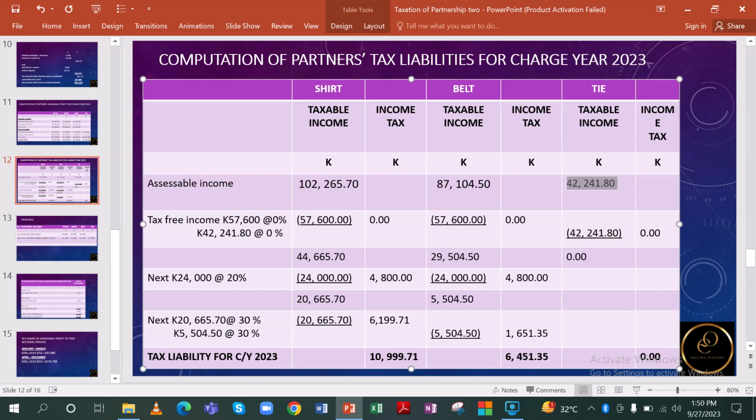Okay? We move to look at Belt. Belt as well remains with only 5,504 kwacha 50 ngwe. So we tax this balance of 5,504 kwacha 50 ngwe at 30%, and we get the tax to be 1,651 kwacha 35 ngwe. Again, that marks the end of income to be taxed under Belt. So all the income has been exhausted, so we simply now add the column for income tax.